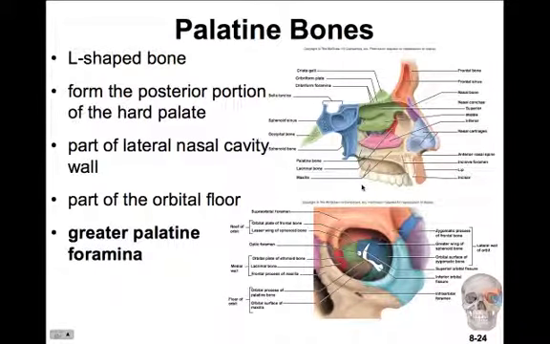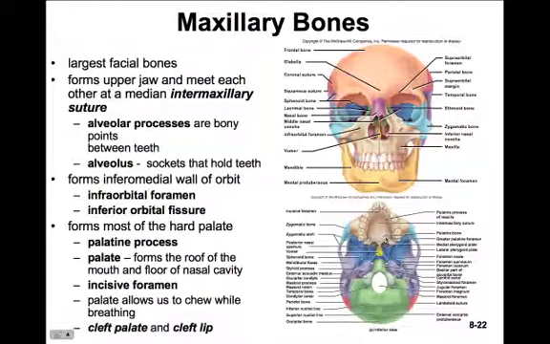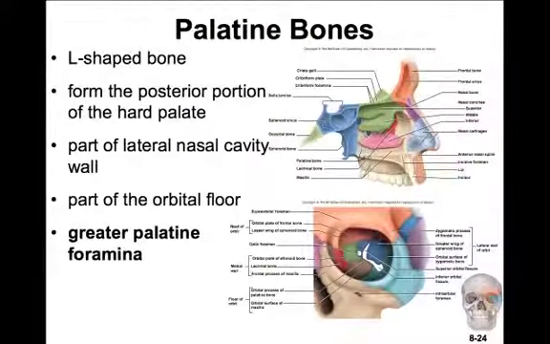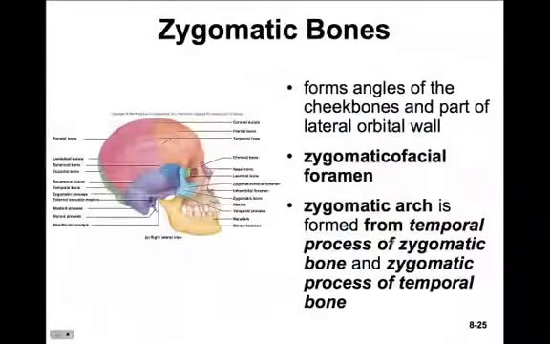The palatine bones are L-shaped bones. They form the posterior portion of the hard palate, as we saw here. They also form part of the lateral nasal cavity. You can see the palatine bone here. You'll notice also in the palatine bone these greater palatine foramina. Next, let's look at the zygomatic bones.